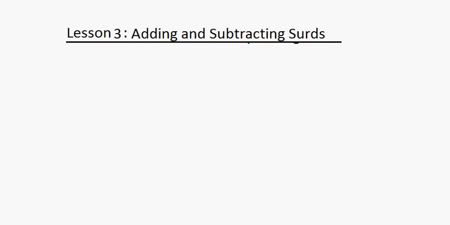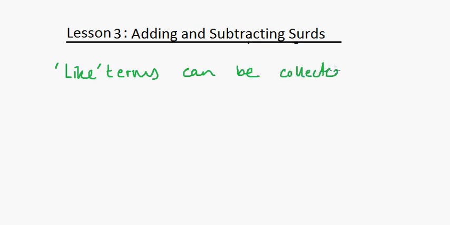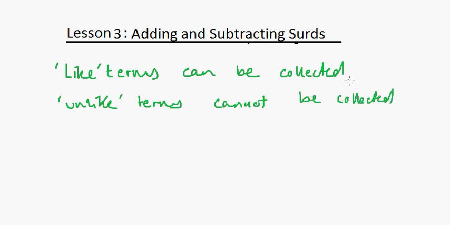One of the rules is that only like terms can be collected, as in like terms can be added and subtracted, and unlike terms cannot be collected. What do we mean?